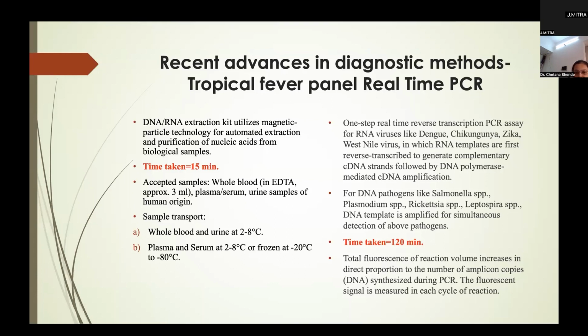Next slide. So the diagnostic cutoff value is taken as less than or equal to 36.